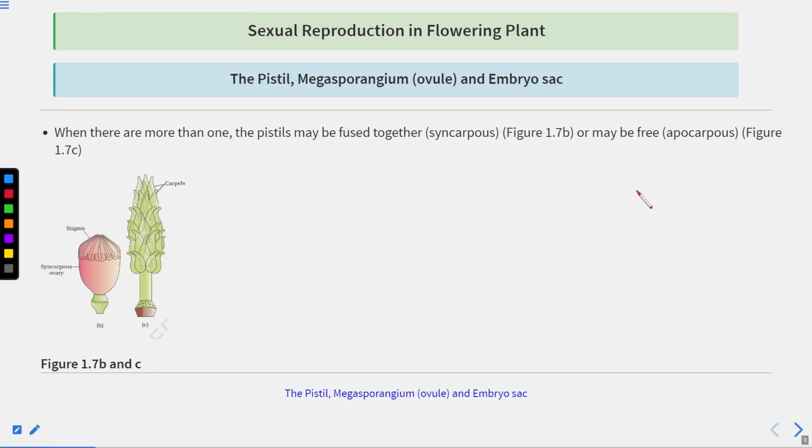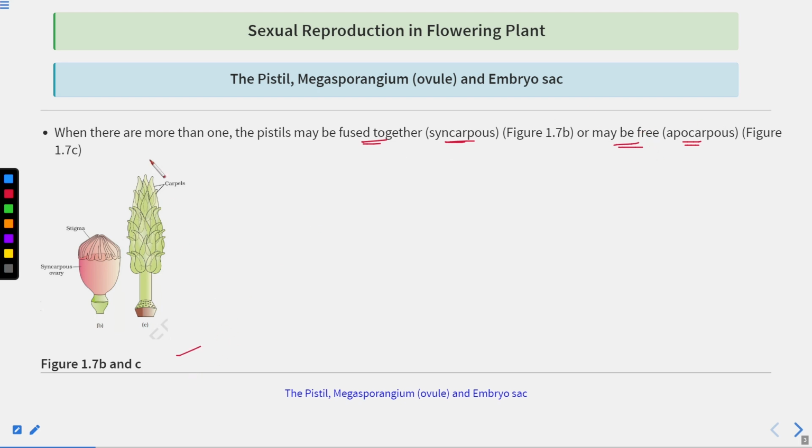Next, when there is more than one pistil, the pistils may be fused together. So there were two conditions: either only one pistil is present, that is monocarpellary, or more than one pistil is present, known as multicarpellary. In the multicarpellary condition, again two conditions can arise. All these pistils can be fused together, which is known as syncarpous. Syn means fusion. The other condition is apocarpous, which means the pistils are not fused, they are free.